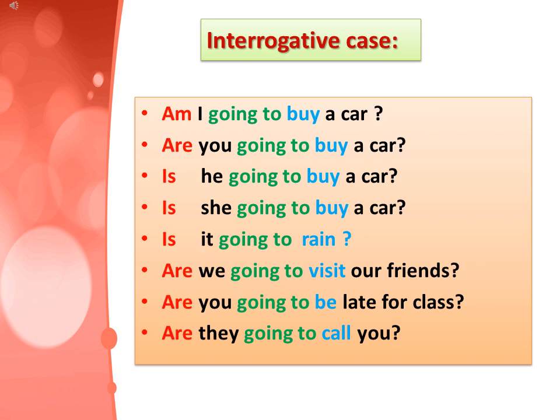Now interrogative case. So am I going to buy a car? Are you going to buy a car? Is he going to buy a car? Is she going to buy a car? Is it going to rain? Are we going to visit our friends? Are you going to be late for class? Are they going to call you? Here what happened is that the auxiliary comes first and the subject second. So there is an inversion between the subject and the auxiliary.